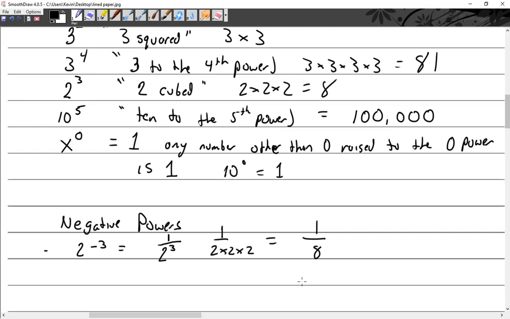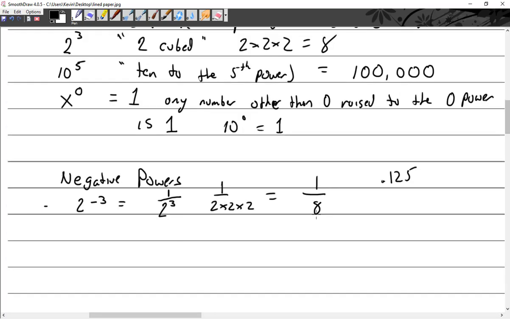Sure. 2, so I'll do the y to the x, 3, negative, equals, and my calculator says 0.125, but I don't want it in a decimal, I want it in a fraction. How do I convert it to a fraction? Second FD. Wow, you guys are catching on. All right, second FD, I got 1/8 is my answer, which I already wrote down. So negative powers. How about 10 to the negative 5th?